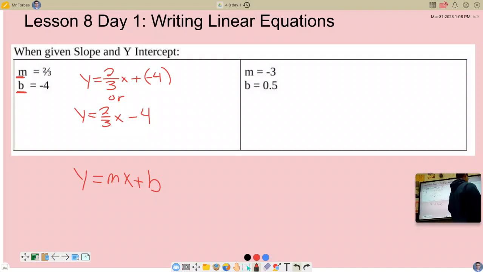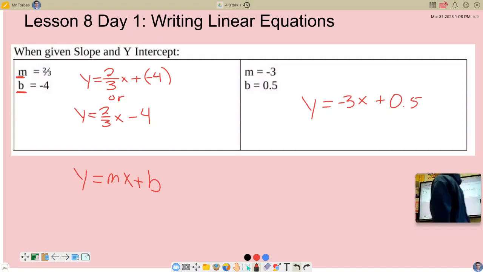Second one here. M is negative 3, b is 0.5. So this equation would be y equals negative 3x plus 0.5. It's that simple. So when I give you the slope and the y-intercept, it's really that simple. Just plug the numbers in. Does anyone have any questions on this type of problem, given this information? Okay.